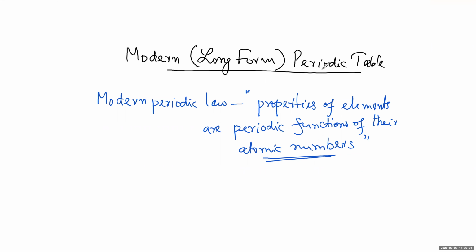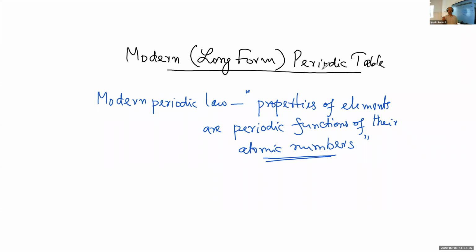But in the modern periodic table, the long form periodic table, which you have already studied and is there in your text, the basis is atomic number. So here we arrange the elements in increasing atomic numbers. According to the modern periodic law, the physical and chemical properties of elements are periodic functions of their atomic numbers. Atomic number is taken as the fundamental property of an element.